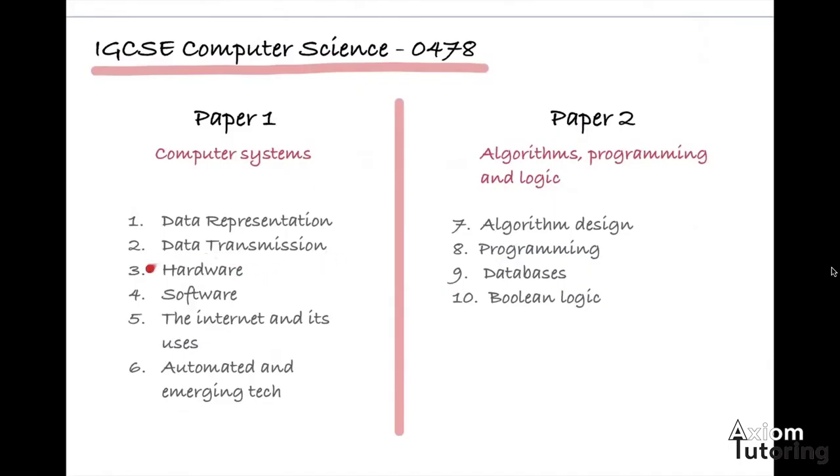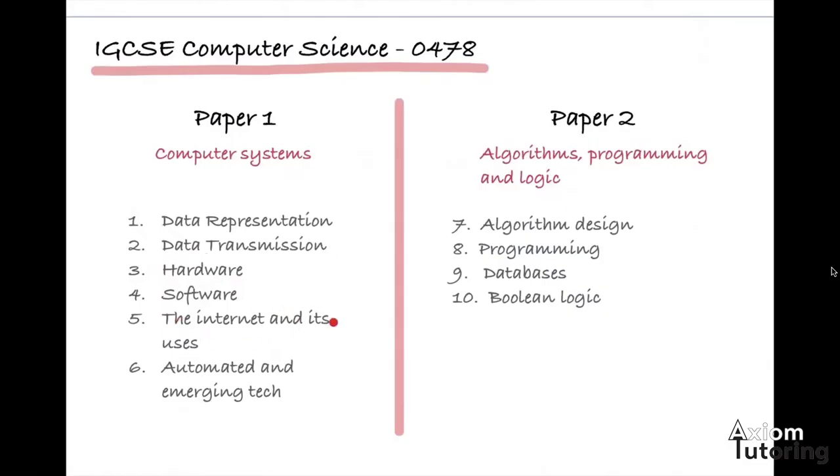Then on to topic number 3, we have hardware. That's the physical machines. So we cover the CPU, how it executes instructions, memory, storage, input and output. Then on to topic number 4, this is software. So what's running on top of the hardware. And we'll cover operating systems, programming languages, how code gets translated, and so on.